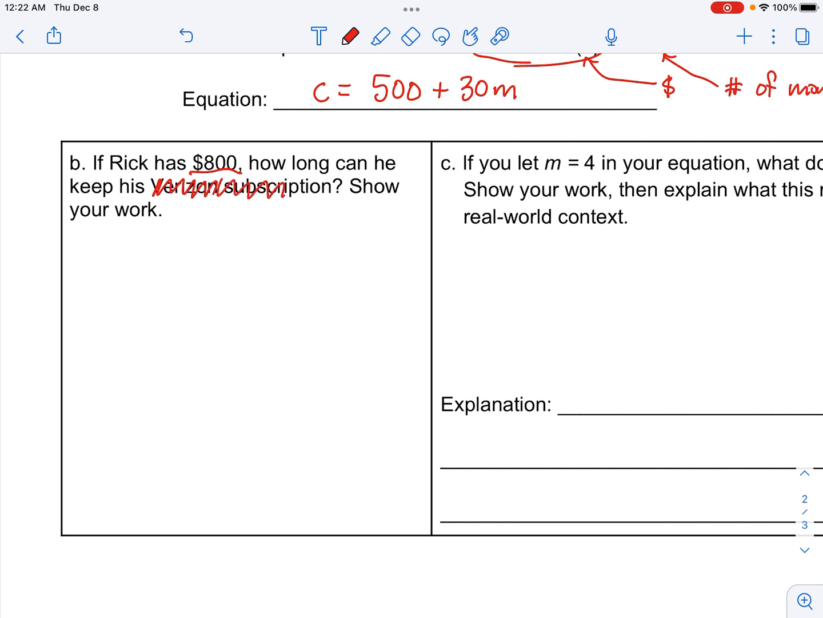If Rick has $800, how long can he keep his T-Mobile phone service? Sorry, I didn't change that part.